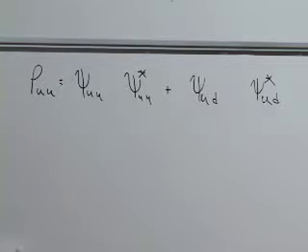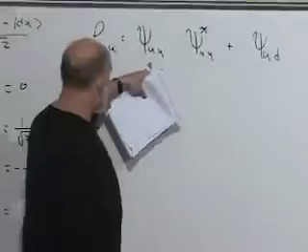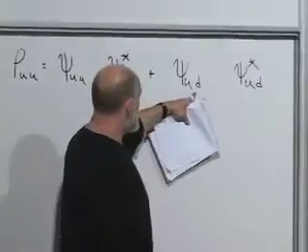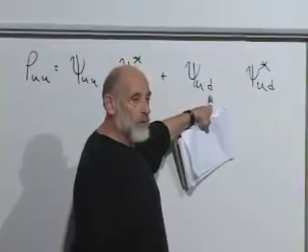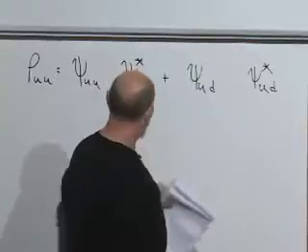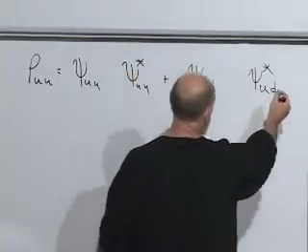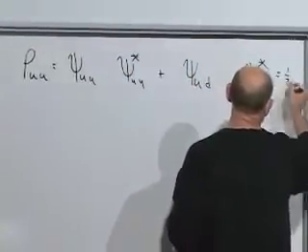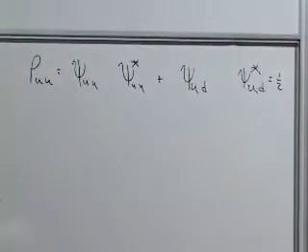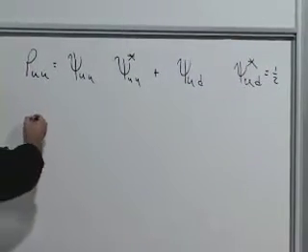Let's see what it is. Psi up, up is 0. So this is 0. But psi up, down is 1 over square root of 2. So this is just 1/2. All right, what about rho down, down?